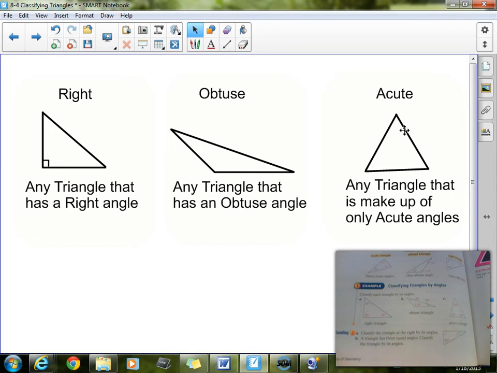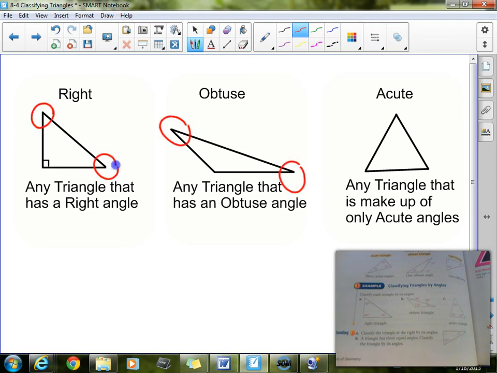Now I do want to point out that I see an acute angle here, and I see an acute angle here, and then here, and then here. But the most important thing is the fact that this has an obtuse angle. Because it has an obtuse angle, it is automatically an obtuse triangle. And then this one has a right angle right here, and because it has a right angle, it is automatically a right triangle. Regardless of whether it has 2 acute angles, an acute triangle is made up of all acute angles.